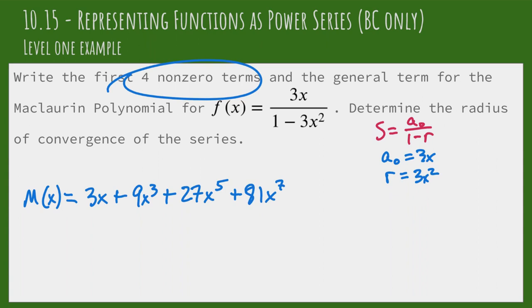So that is the seventh degree Maclaurin polynomial, but it's the first four non-zero terms of the Maclaurin polynomial for 3x over 1 minus 3x squared. I also want to determine the radius of convergence, and I'm actually going to change this question to the interval of convergence. Remember that a geometric series converges when the common ratio is between -1 and +1.